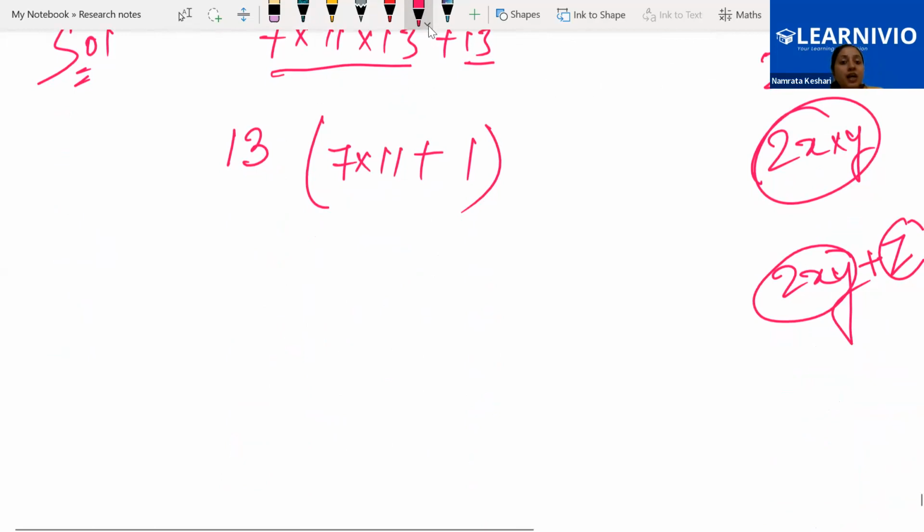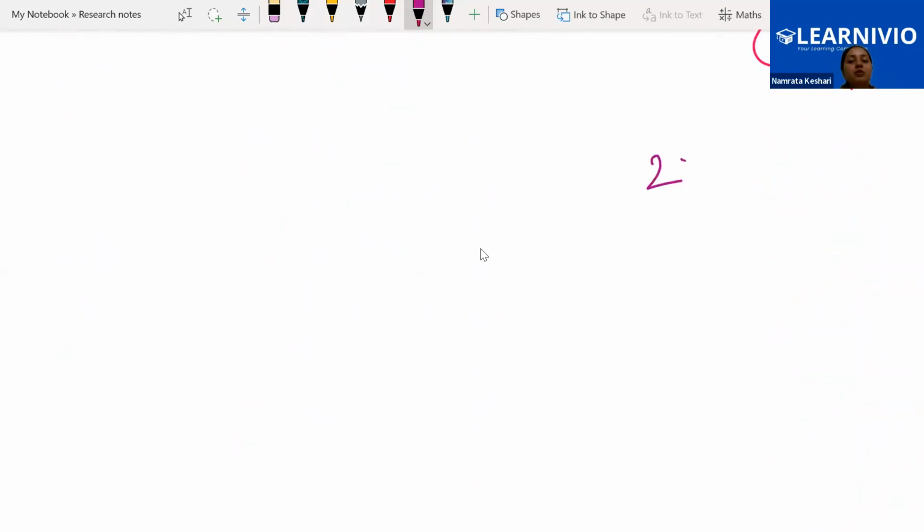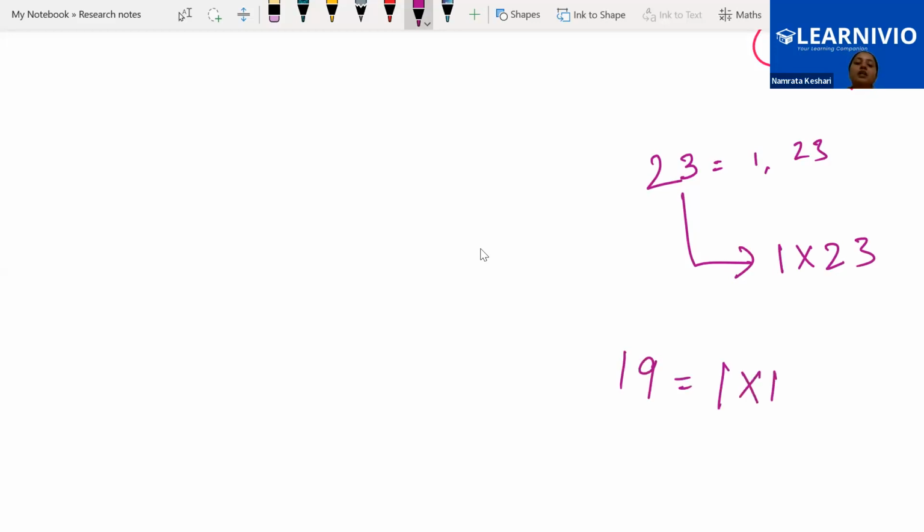Why are we declaring here that it's a composite number? Because a prime number has exactly two factors. If I am writing a prime number 23, it has exactly two factors, one and the number itself. If we want to factorize the prime number 23, we won't be able to. We can represent it only as 1 into 23. If we have a prime number 19, we can just write it as 1 into 19. If we have a prime number 17, we can just write it as 1 into 17. There is no other way.